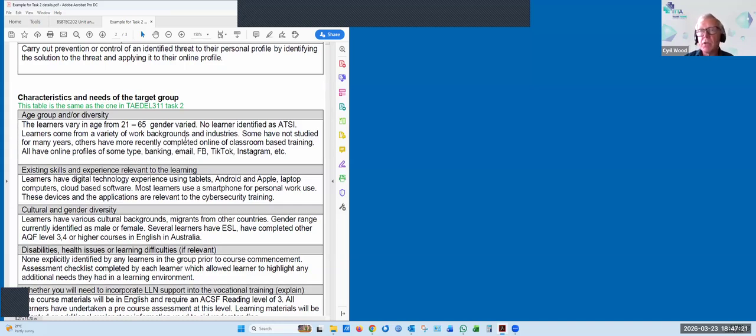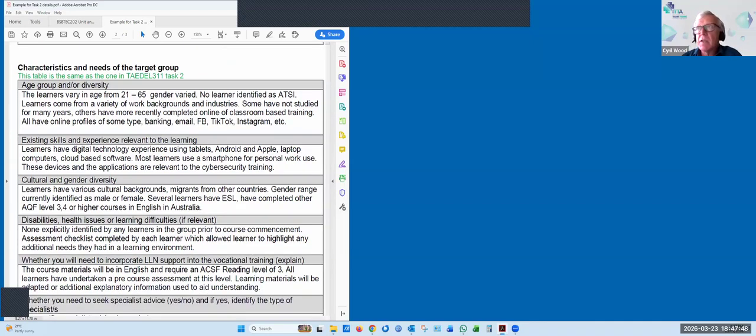background, because this type of unit, the type of course, is open to anyone. It's a Certificate 2. It could be something they might do at a community college or the TAFE as a one-off unit, because they want to improve their online cybersecurity skills and get it recognized with a unit of competency. So they've been assessed. Maybe it's at a workplace even. It'll ask about existing skills and experience relevant to the learning. So you're relating this to your learners.